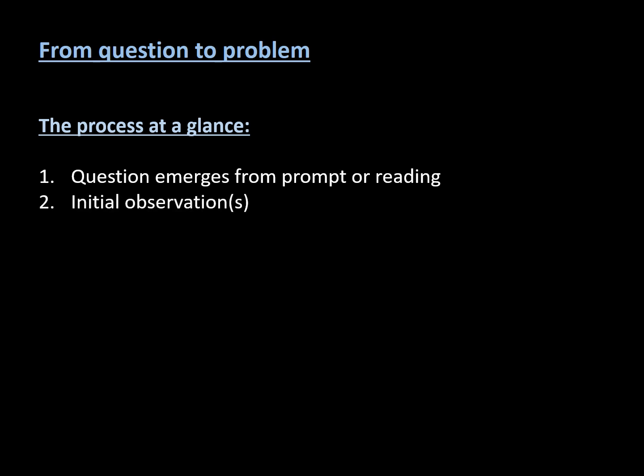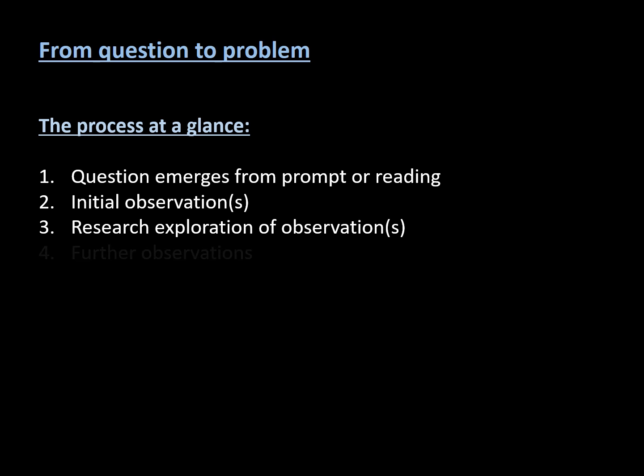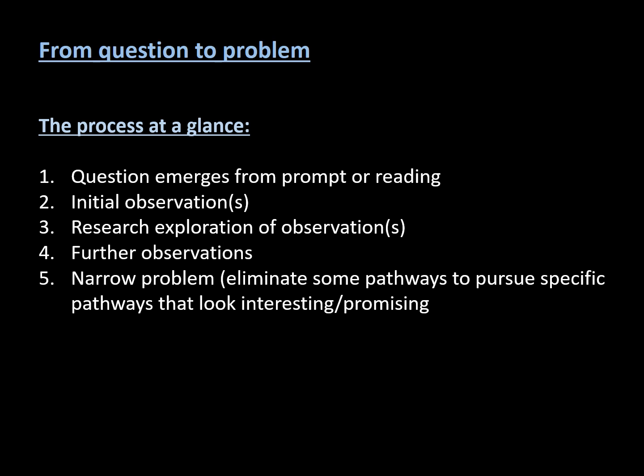So let's look at the process at a glance. You have the initial questions emerging from either the prompt you're given or from your reading. You make your initial observations. You're going to research those observations. You're going to try to break those observations down into categories and pursue them. You want to find out more about them. And that's going to yield more observations. Ultimately, you're going to start narrowing pathways. You're going to start pruning your pathways until you wind up with the ones that seem to be the most promising. You're going to keep looping back.